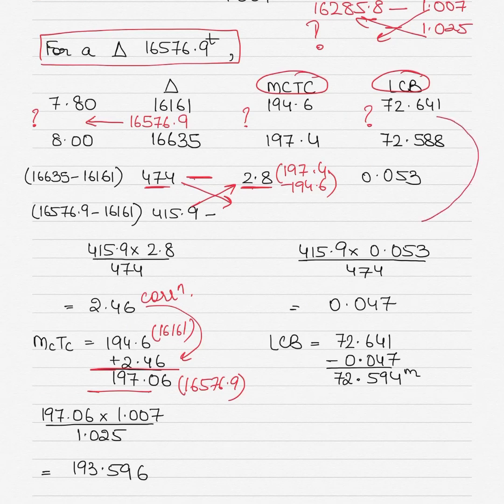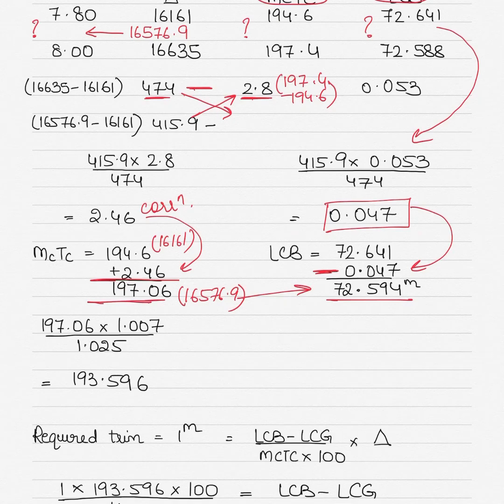Similarly, you will find out the LCB values as well through interpolation. You can find out the correction. This time the correction will be subtracted because you can see as the displacement is increasing, the LCB is decreasing. So you will subtract it and you will find out the LCB for the same displacement, 16576.9.